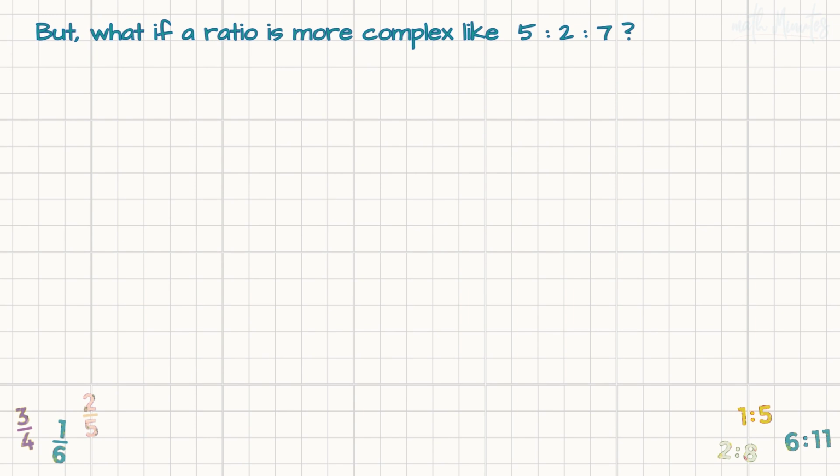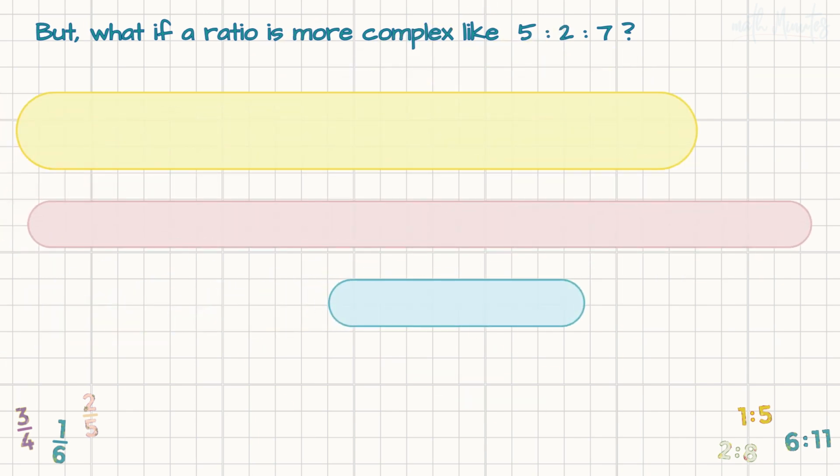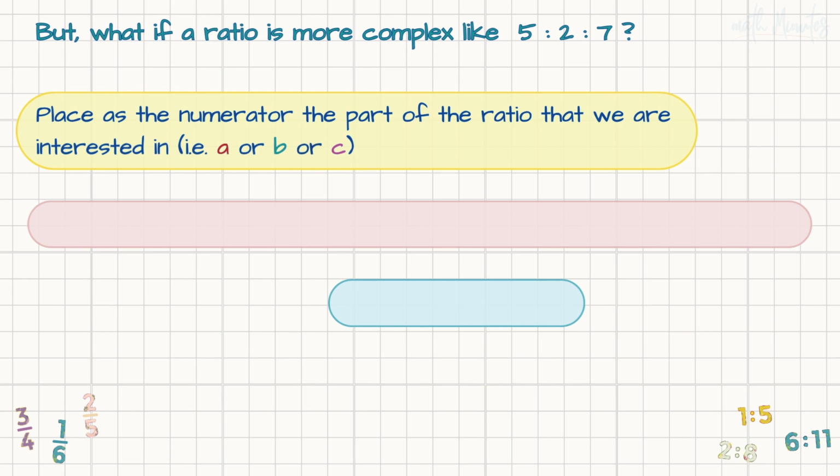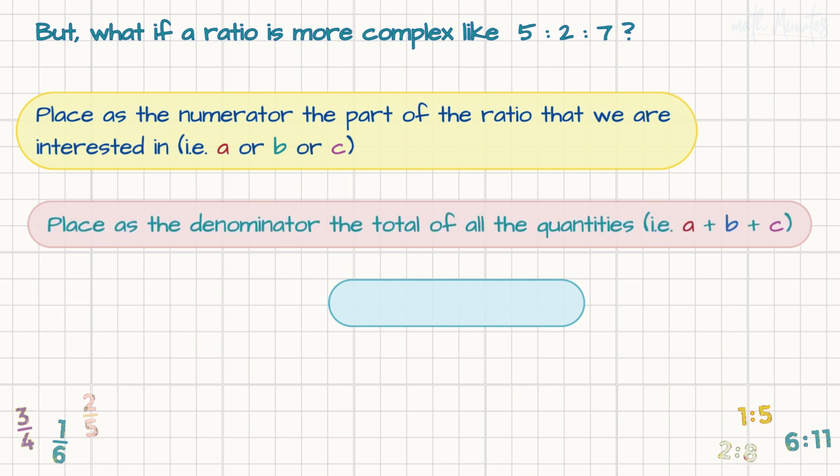What if we have a more complex ratio like 5 to 2 to 7? Converting this into a fraction is done in much the same way as a ratio with only 2 parts. We place as the numerator the part of the ratio that we are interested in, so whether it is A, B or C. Then, for the denominator, we add up all the quantities for the total, A plus B plus C. Finally, we simplify the fraction if we need to.